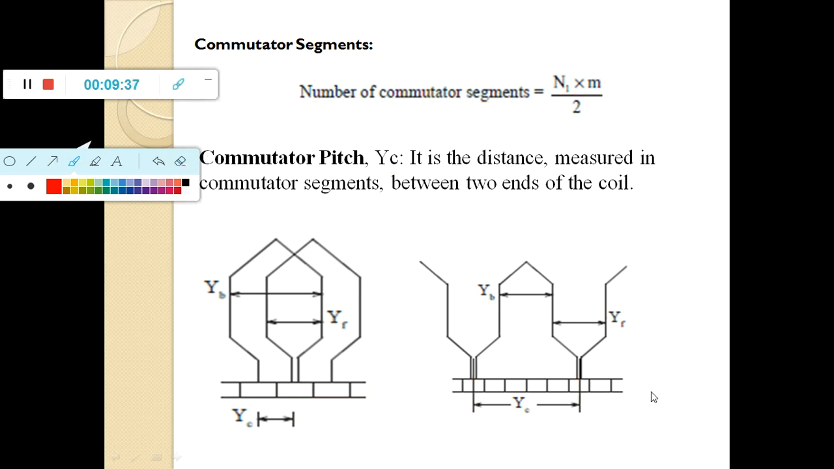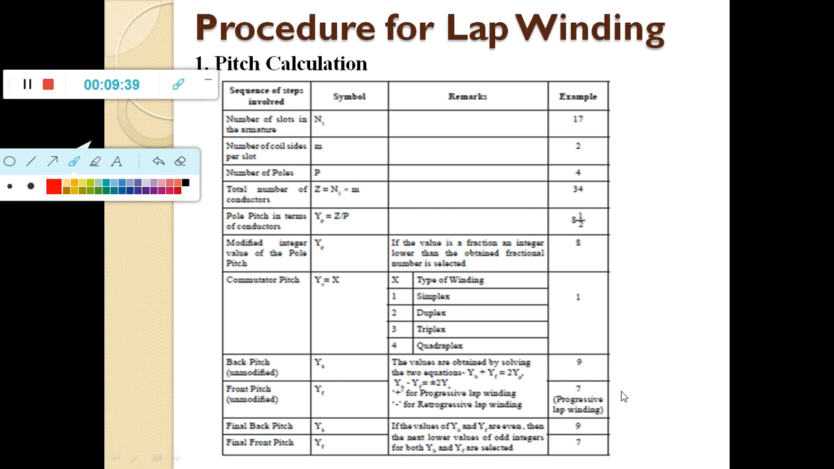With this knowledge, let us develop a lap winding diagram. If you want to develop a lap winding diagram, we are supposed to go through 4 different steps. In the first step, we need to calculate all the pitches. We will be calculating 4 pitches: pole pitch, back pitch, front pitch and commutator pitch. So we are going to calculate all 4 pitches in step 1. That is what we are going to discuss now.